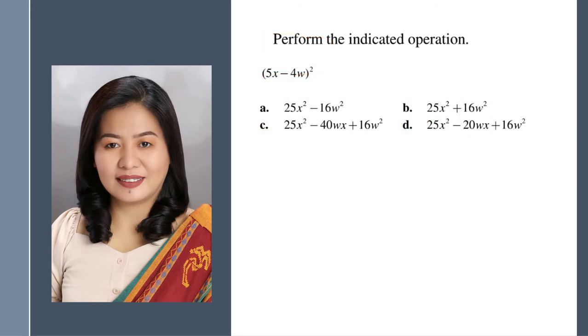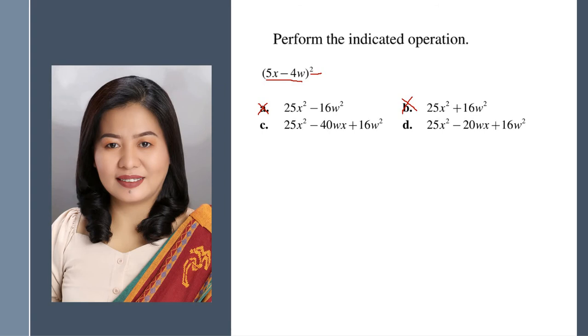Okay, so this time, this is a square of a binomial. It's a square because we square it, and a binomial because the one inside the parenthesis has two terms. When you have a square of a binomial, it will always give us three terms in the product. So we can eliminate A and B because they have only two terms.